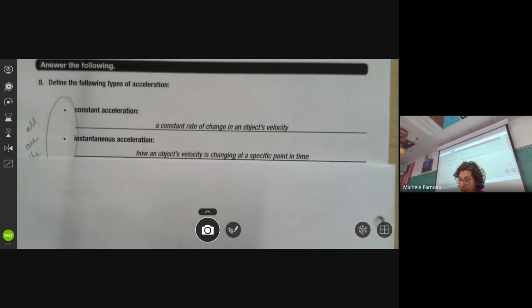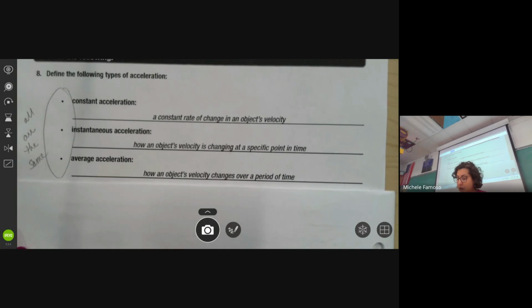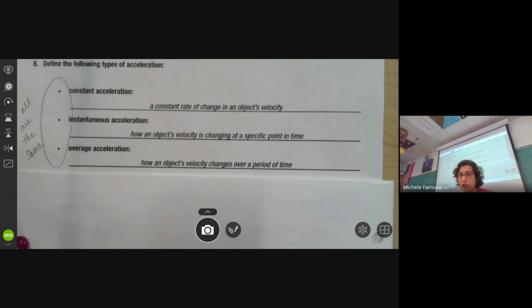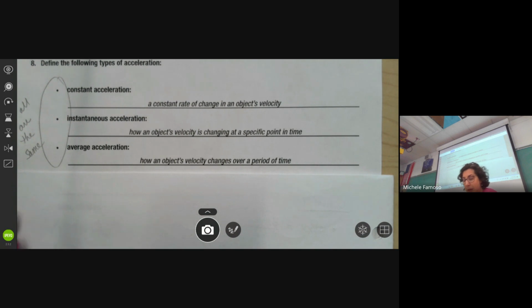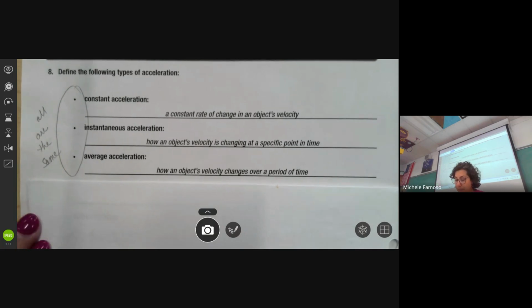Define these types of acceleration. A constant acceleration refers to a constant rate of change in velocity. An instantaneous acceleration is a change in velocity at one moment in time. An average acceleration is how your velocity changes over some length of time. In our course, we only deal with constant accelerations, so all 3 of these would be the exact same thing. You're not going to have any difference in those in this class this year.